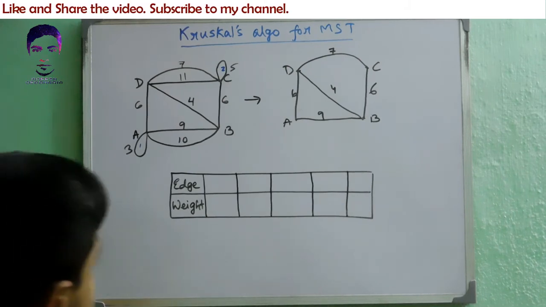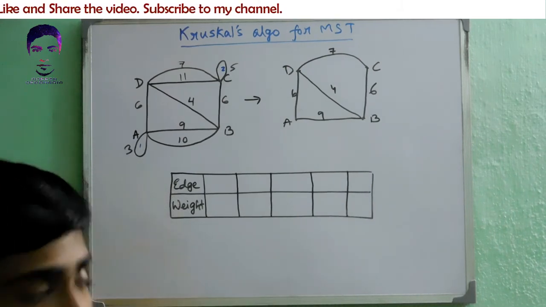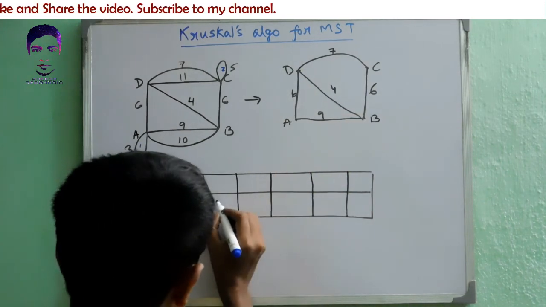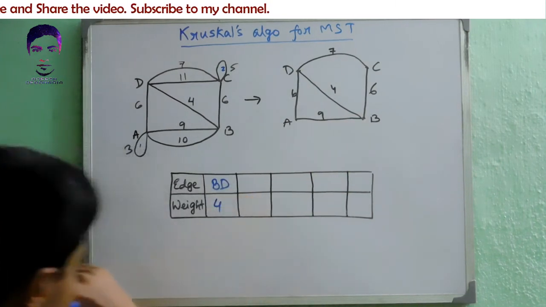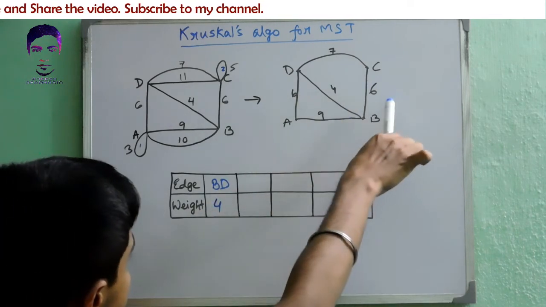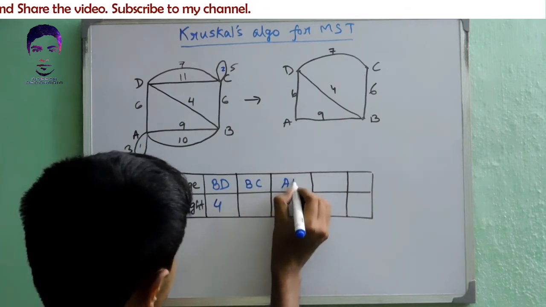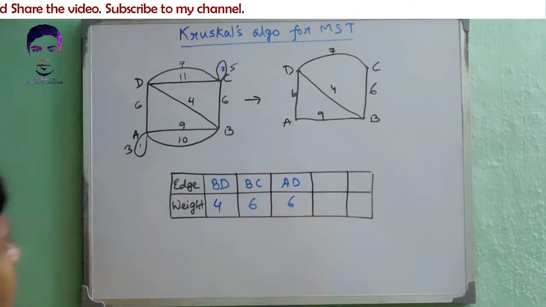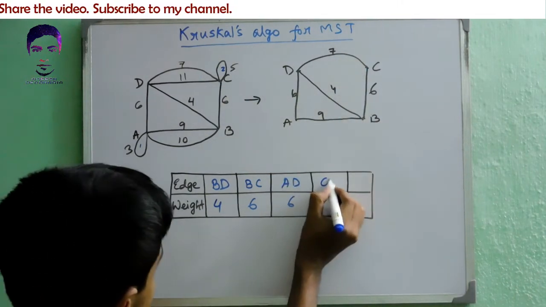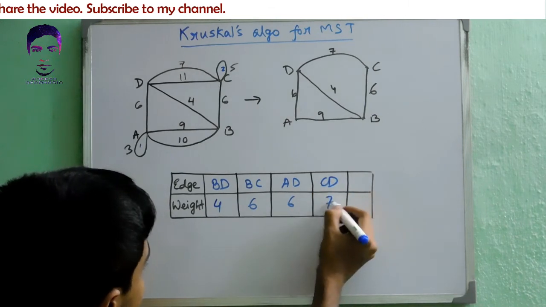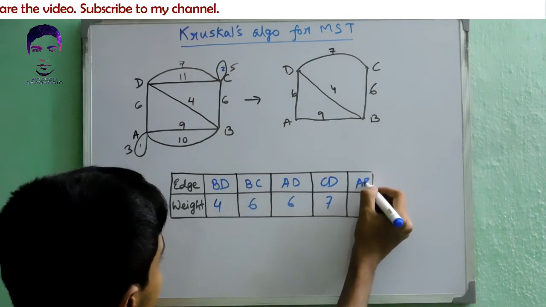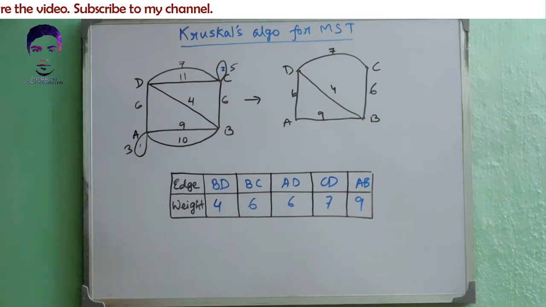So the first edge that comes having the minimum weight is BD with weight 4. Then we have 6, that is BC and AD. So BC and AD both having 6. Okay, and then we have 7, that is CD, and finally we have AB 9. So now we have arranged the edges in ascending order according to their weight.